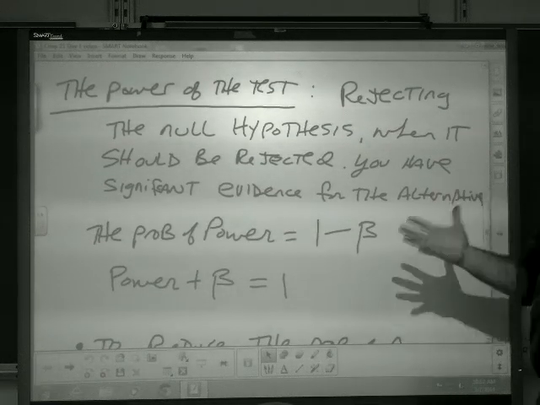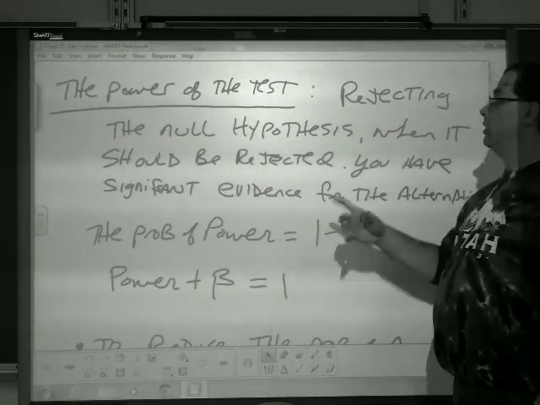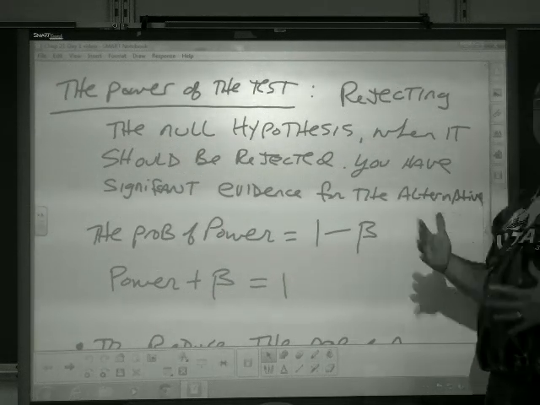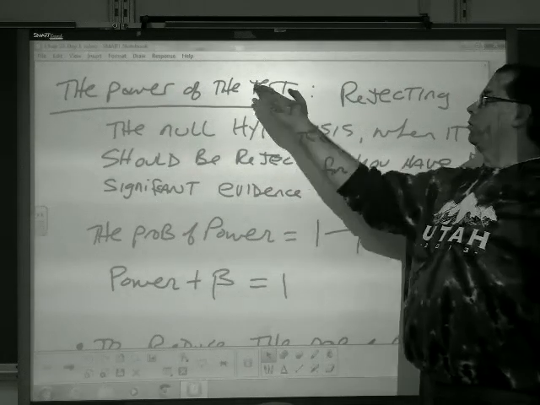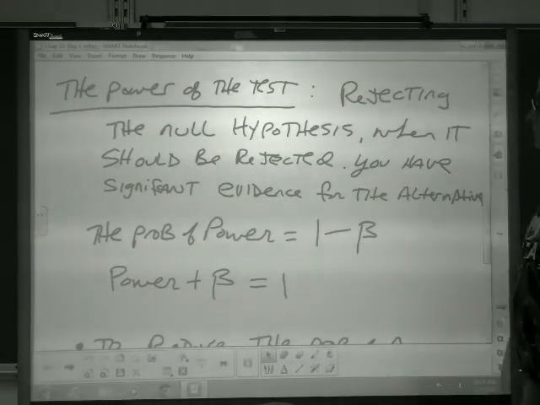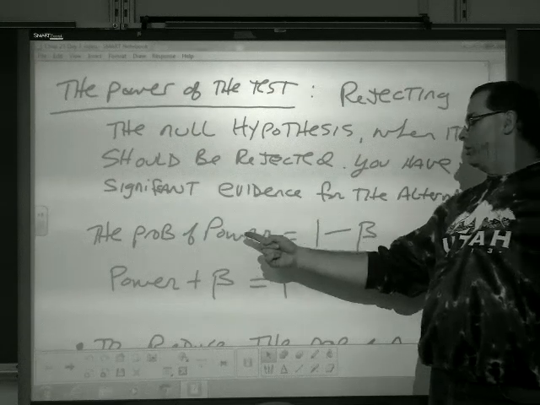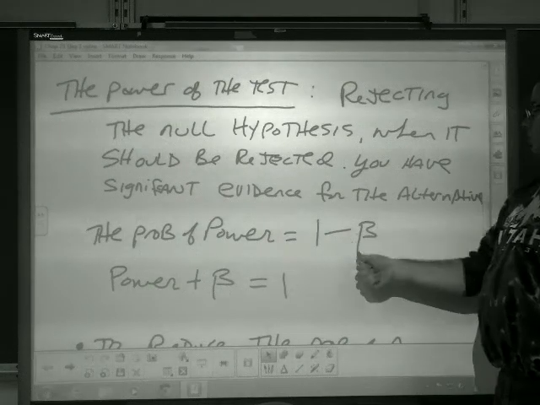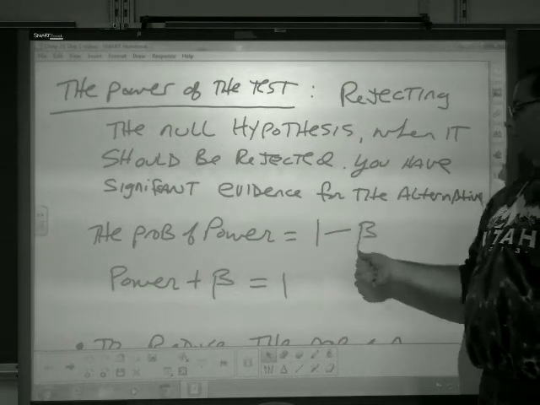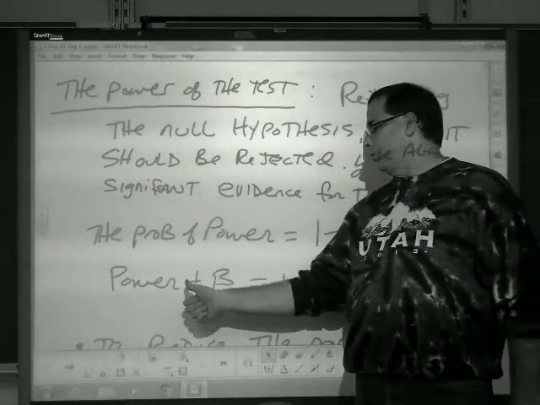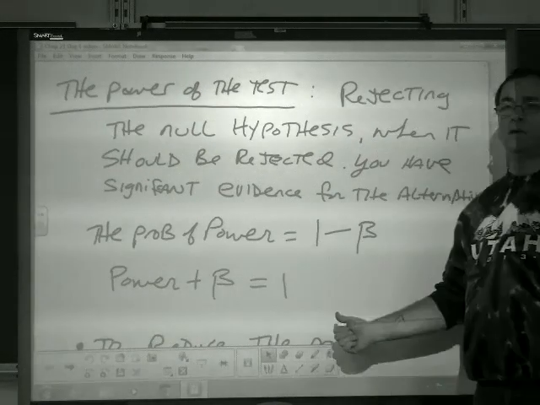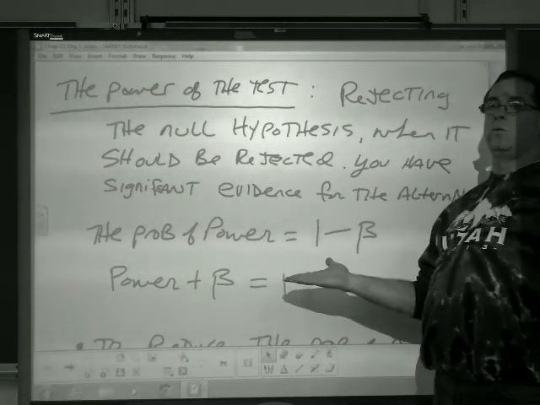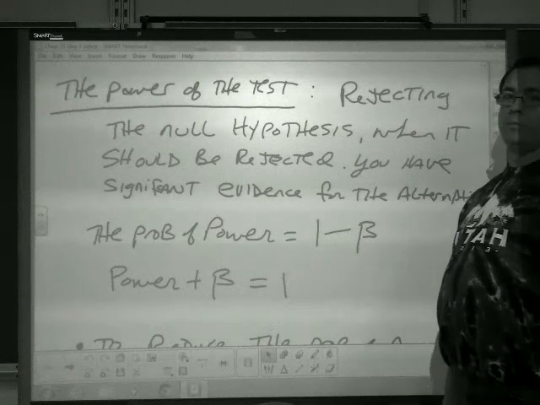The power of the test is doing what it is supposed to do. It's rejecting the null when it should be rejected. You have evidence for the alternative when you should. That's not an error. It's called power. The probability that you have power is 1 minus beta, the probability of making a type 2 error. So power plus type 2 error will always equal 1. If you know power, 1 minus it will give you the chance of a type 2 error. If you know the type 2 error, 1 minus that number will give you the probability that you have the power of the test.